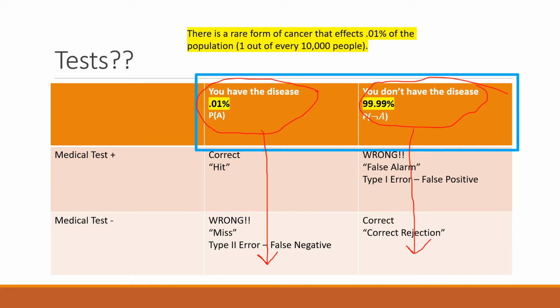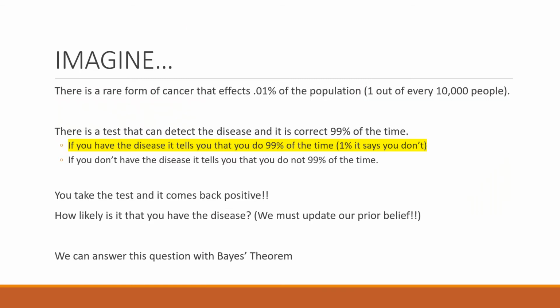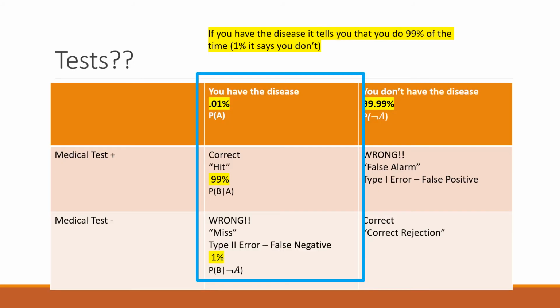So we've already started to define this: the probability of A is 0.01%, and the probability of not A is 99.99%. Okay, so let's keep going. There is a test that can detect the disease and it's correct 99% of the time. If you have the disease, it tells you that you do 99% of the time, and 1% of the time it says you don't. That's just a logical extension of that. So let's look back into our chart and see where that goes. We know we're in this column because if you have the disease, it tells you that you do 99% of the time, and 1% of the time you don't. So when we have the disease, 99% of our results are going to be correct, and 1% are going to be incorrect.